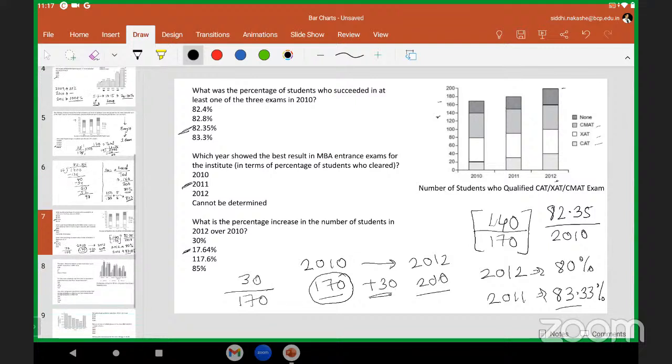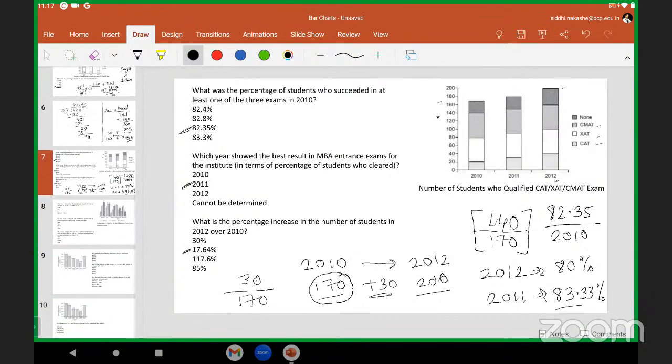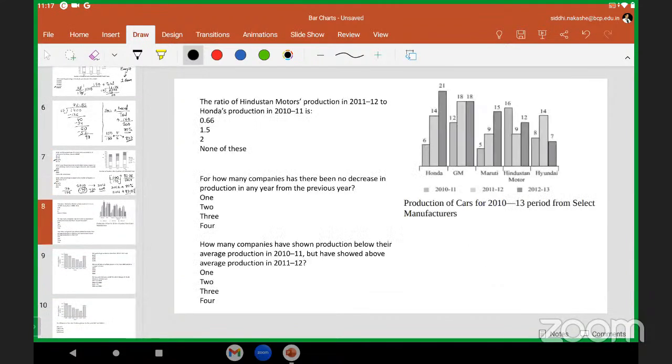Hope this is clear, and we can move to the next. This one is an easy bar chart. You can take 2 minutes to solve this one.